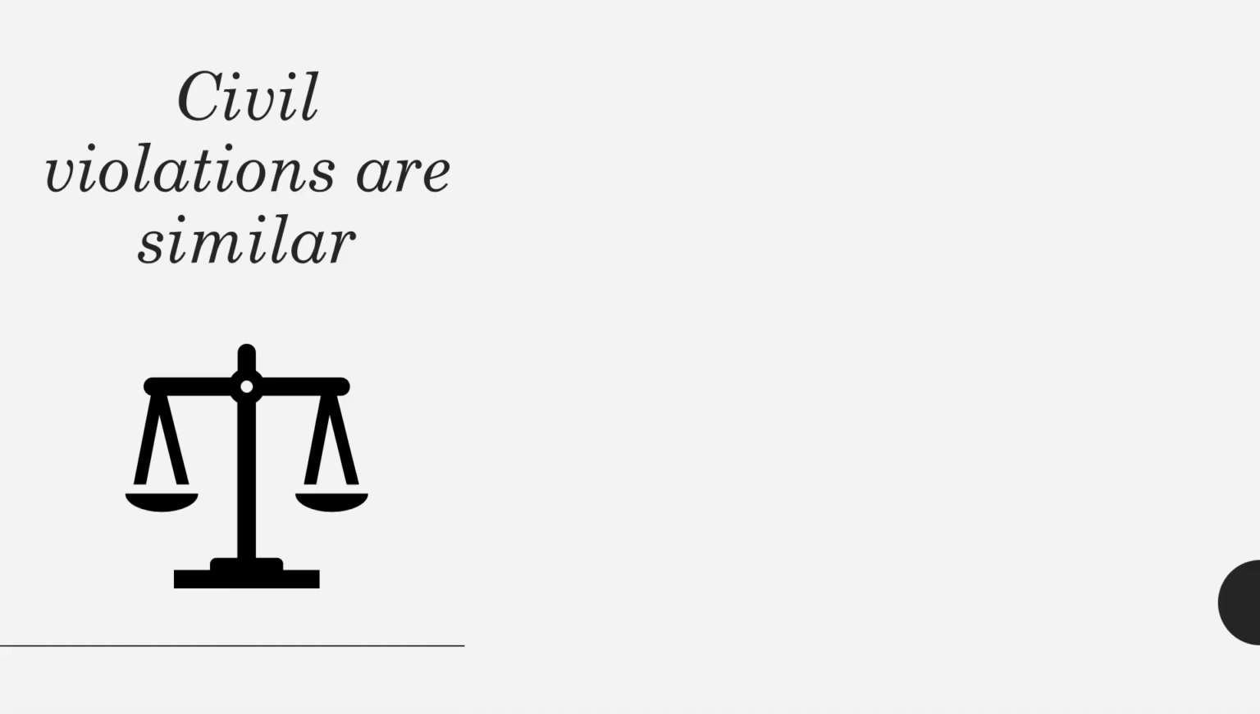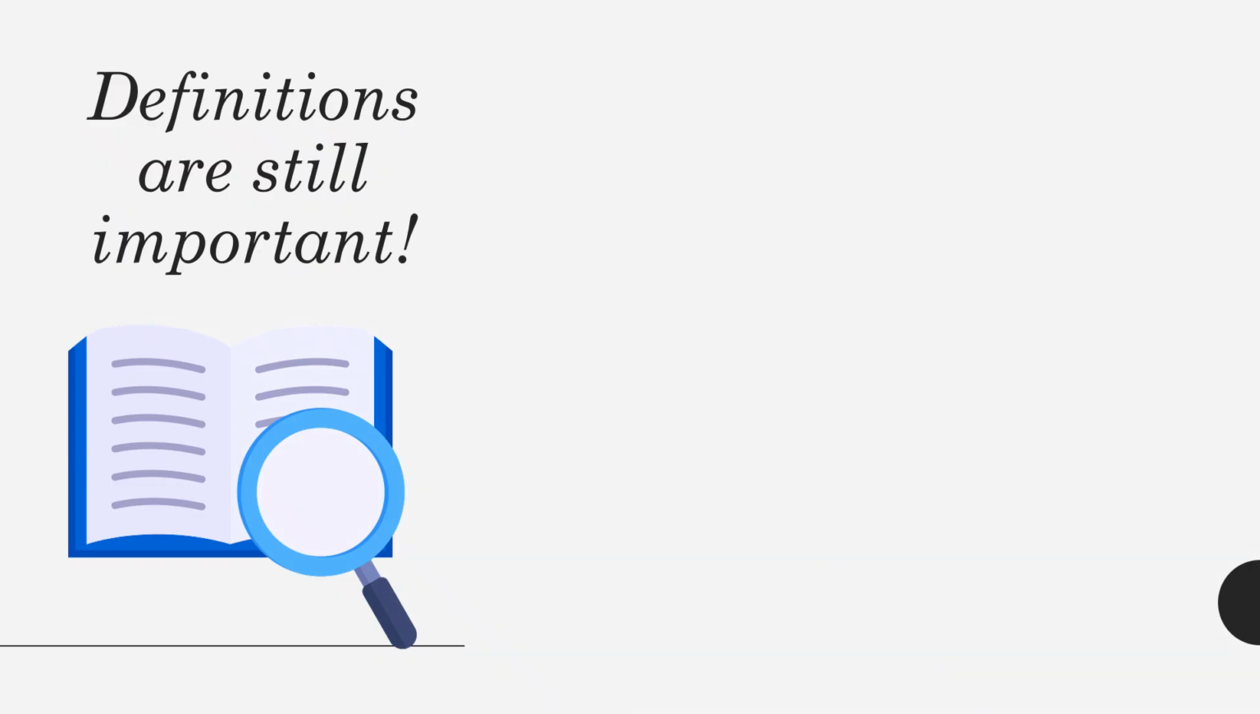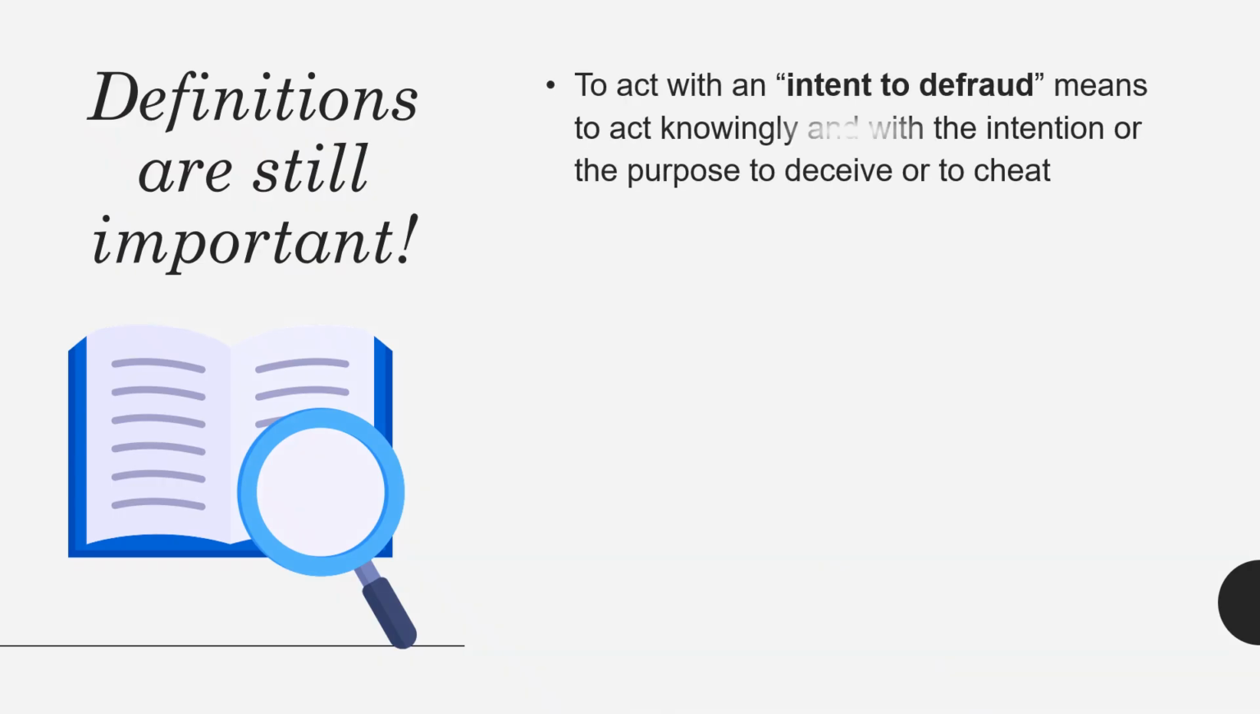Civil cases are just as similar. So, for example, this is common law fraud: a representation about a material fact which is false, done intentionally or recklessly, believed and acted upon by the victim to the loss of the victim. Again, easy to follow. Definitions still matter. So, from a civil perspective, intent to defraud is acting knowingly with the intention or purpose to deceive or cheat.